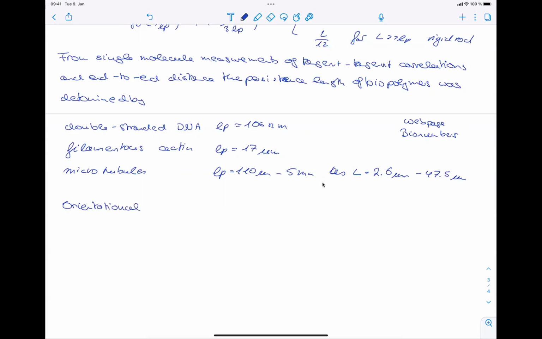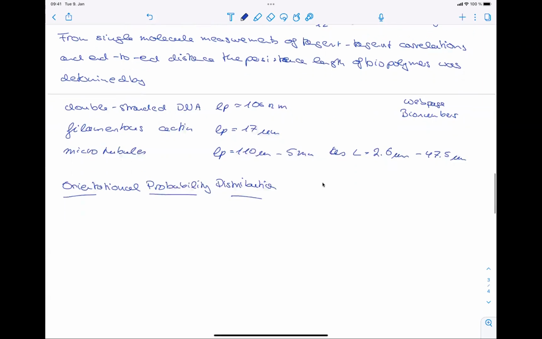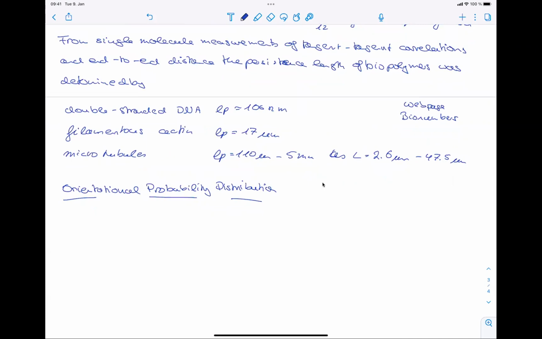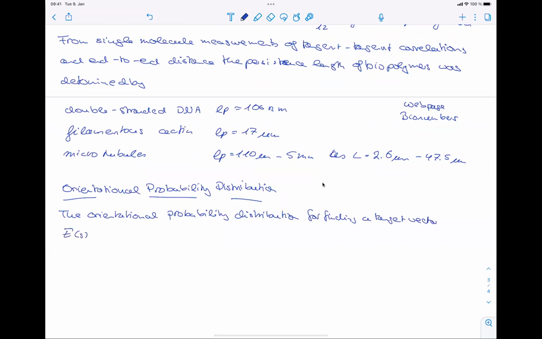Okay, after this detour, how about the orientational probability distribution, so that we have a little more statistical physics fun again, because also for the continuous wormlike chain model, we can map this to a path integral formulation again, where the orientational probability distribution for finding a tangent vector T of L, which I denote as T(L) at s equal L, given that T of 0 is T naught.